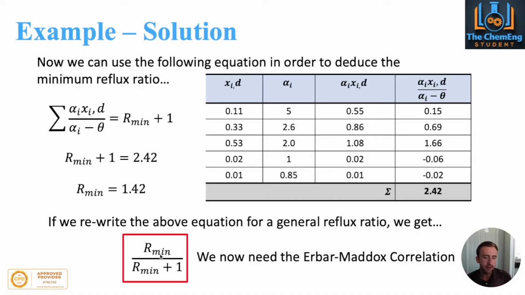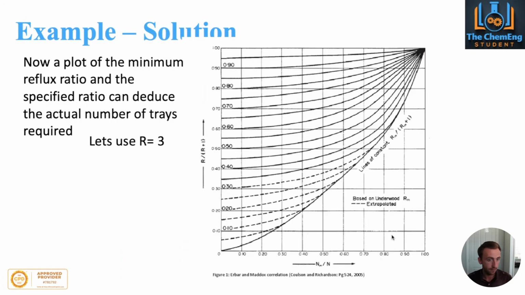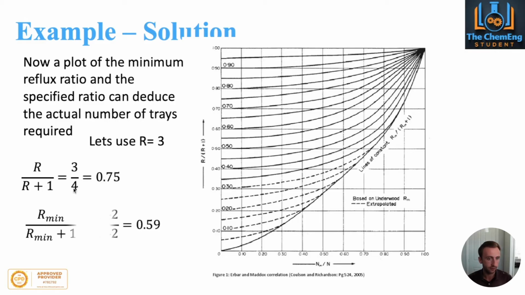But the reason we need that is because we now need to bring in the Erbar-Maddox correlation chart. The reason we need that is that this is the relationship between the reflux ratios and the number of stages. So if we use a reflux ratio now of 3, then what we say here is R over R plus 1, so 3 over 4 is 0.75.